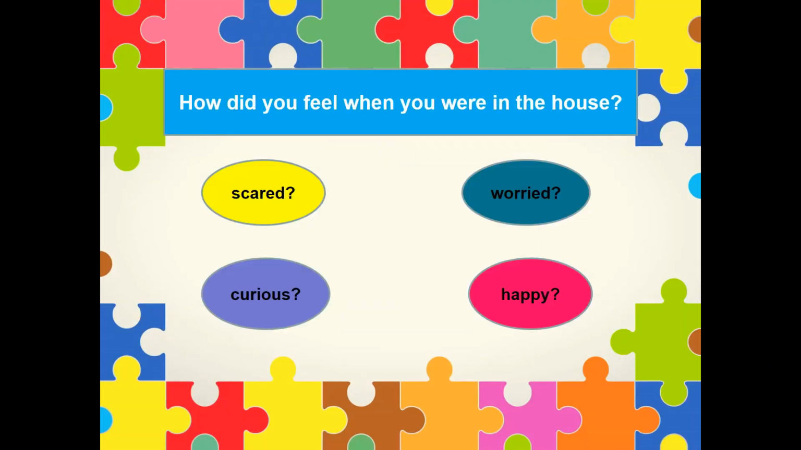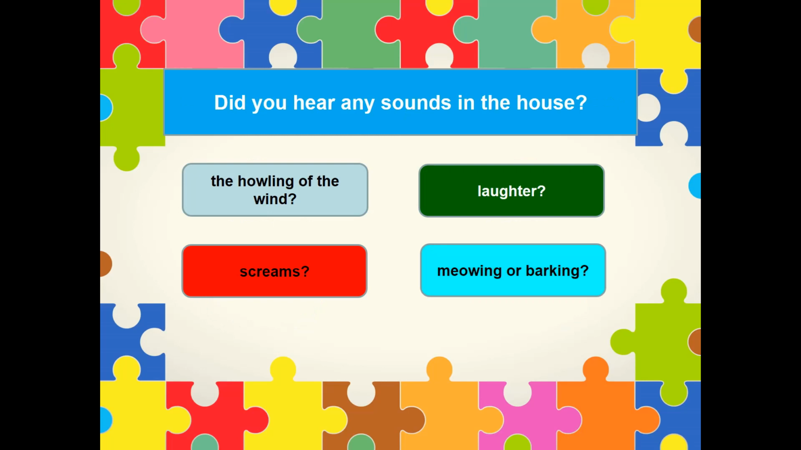Now we are going to look at your feelings when you were in the house. How did you feel when you were in the house? Did you feel scared, worried, curious, or were you happy there? Definitely you would not feel happy, right? That is the wrong feeling. So pick the right feeling to describe how you felt when you were in the house to bring the mood into your writing. Now the next task. Did you hear any sounds in the house? The howling of the wind, for example, or anybody's laughter, or did somebody scream? Or did you hear sounds of animals such as mewing or barking? These are some other descriptive ideas that you can add in your descriptions when you write.